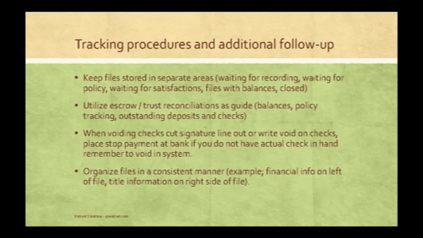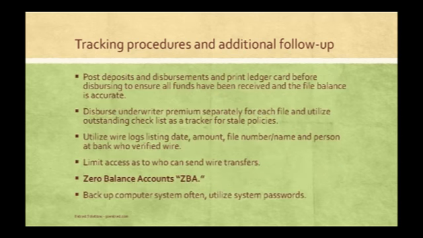If you're voiding checks, cut out the signature line of the checks. Make sure you write void on them, and void them in the system too. Just because you write void on the check doesn't necessarily mean that your software system knows that it's a voided check. Organize your files in a consistent manner, and this is a big audit thing just from my side: keep your financial information on the left and title information on the right side of the file. It's always good to look at files with the same type of information in each file.